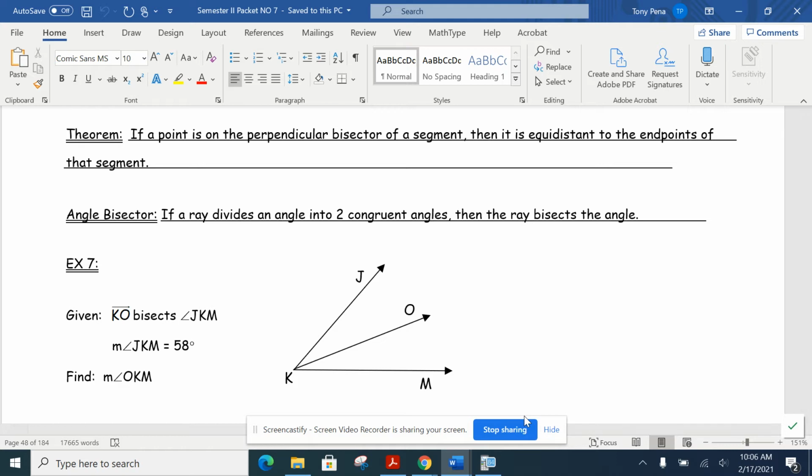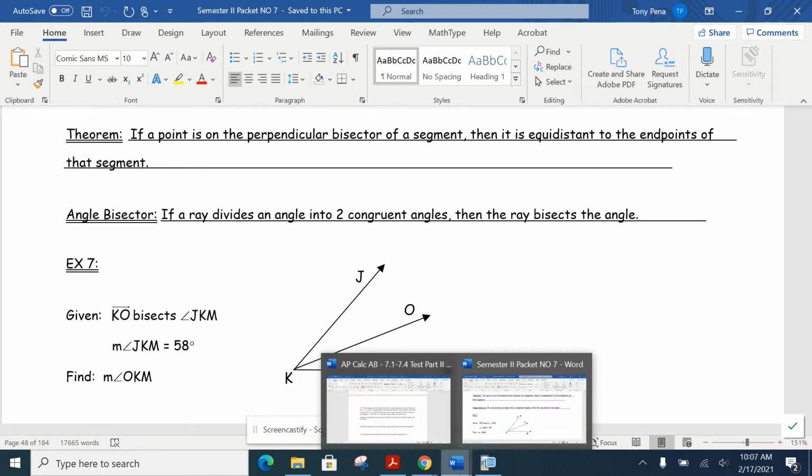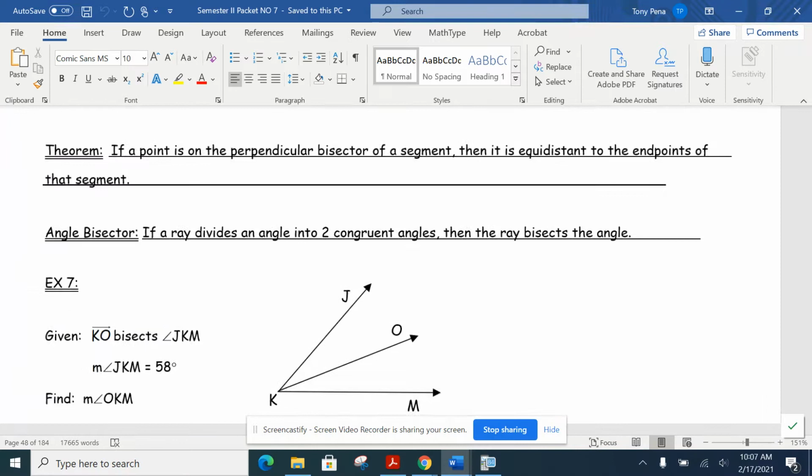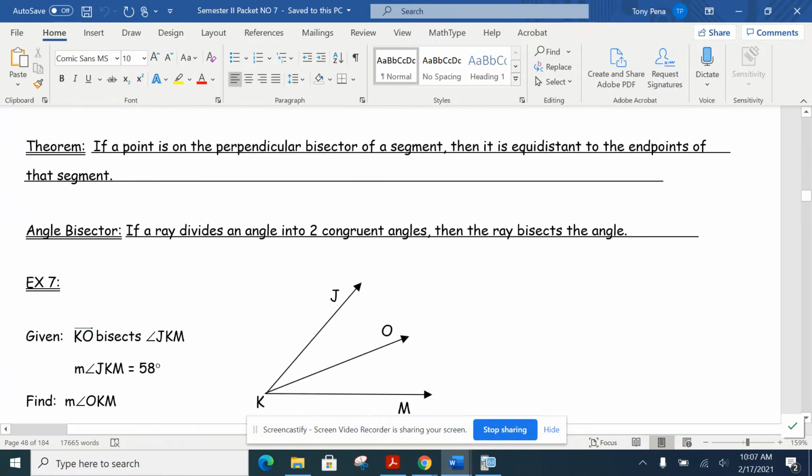So the last theorem then, it says if a point is on a perpendicular bisector of a segment, then it is equidistant from the endpoints of that segment. So there's a lot to digest there. So if you can have some space, let me do this actually so I have a little bit more space, if it'll let me.